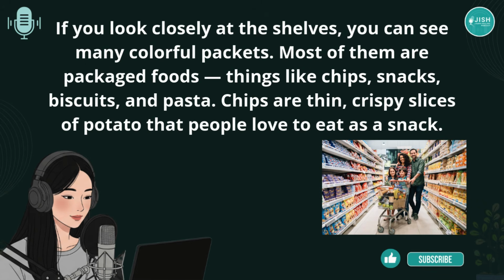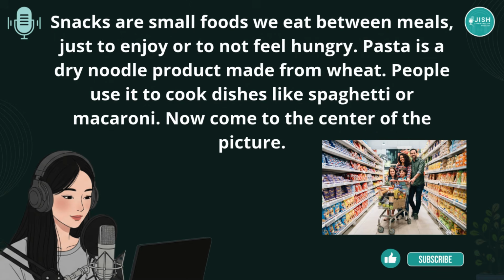If you look closely at the shelves, you can see many colorful packets. Most of them are packaged foods, things like chips, snacks, biscuits, and pasta. Chips are thin, crispy slices of potato that people love to eat as a snack. Snacks are small foods we eat between meals, just to enjoy or to not feel hungry. Pasta is a dry noodle product made from wheat. People use it to cook dishes like spaghetti or macaroni.